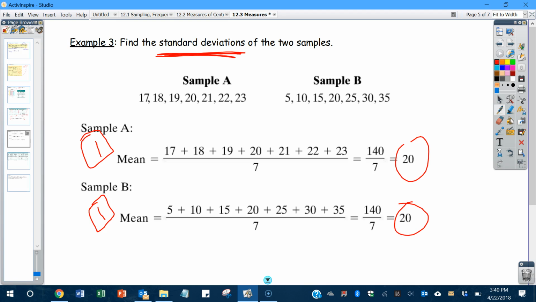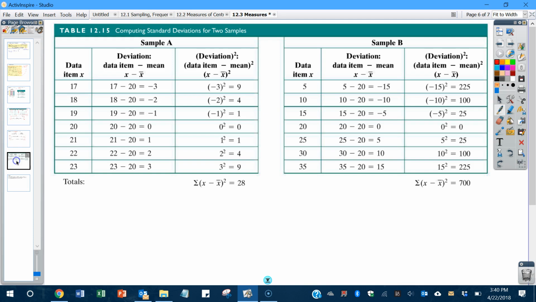However, we might find out one of them is more spread out than the other, and this is really where standard deviation comes into play. Here's a summary of the first part of the standard deviation. This is step 2, subtracting off the mean. Step 3 is squaring it. Step 4 is this. This is sample B. So these are the deviations, the squares of them, and the sum. If you want, pause the video and look at some of this, but I didn't want to spend time doing all this arithmetic for you.